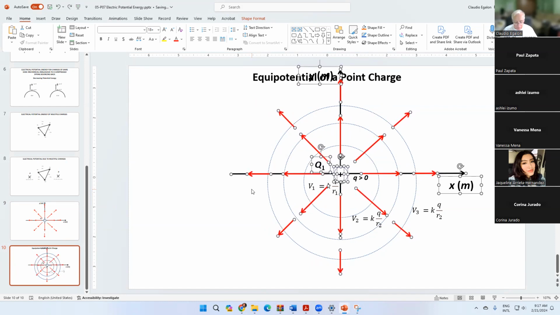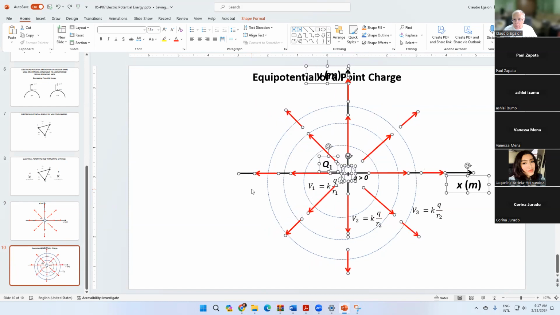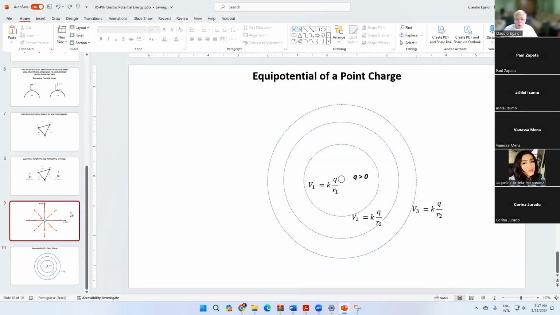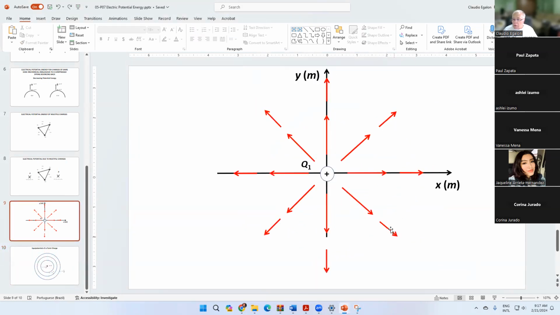You know what? Let's see. Let me just copy something else here. Just copy everything. Okay, here you go. We don't need that. We don't need that. We don't need that. I don't need the y-axis.